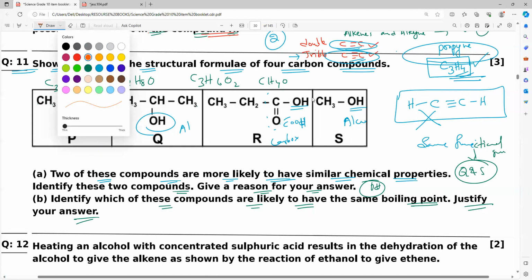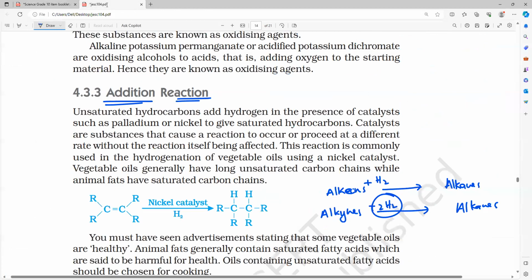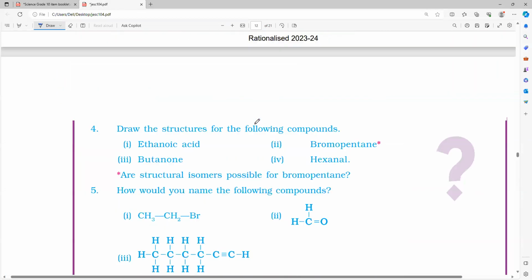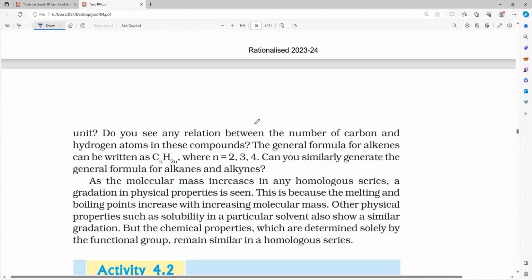Am I right, everybody? Yes or no? So the number of atoms is not equal anywhere, which means their molecular masses are not equal. Molecular mass not equal means they do not have the same boiling point. Do you understand, everybody? So the boiling point and melting point depend on what? Molecular mass.